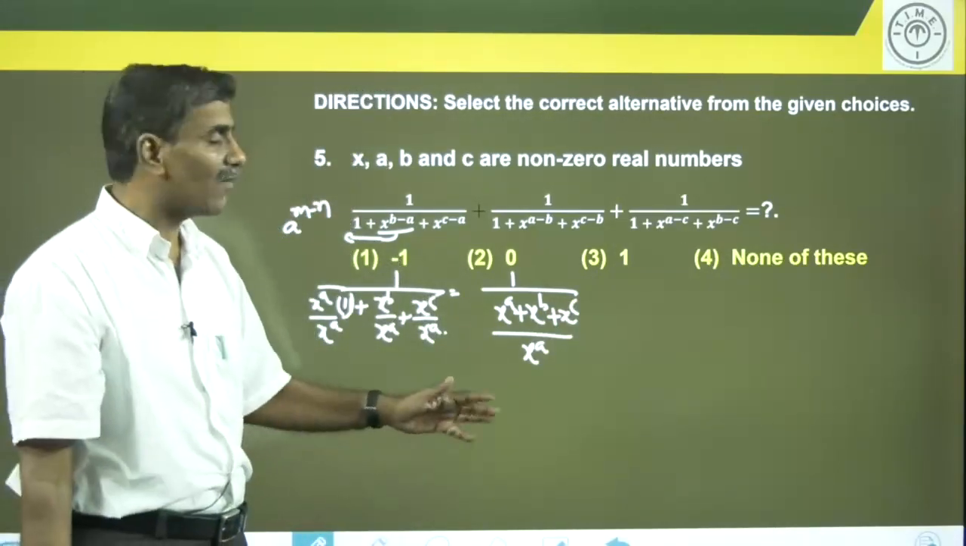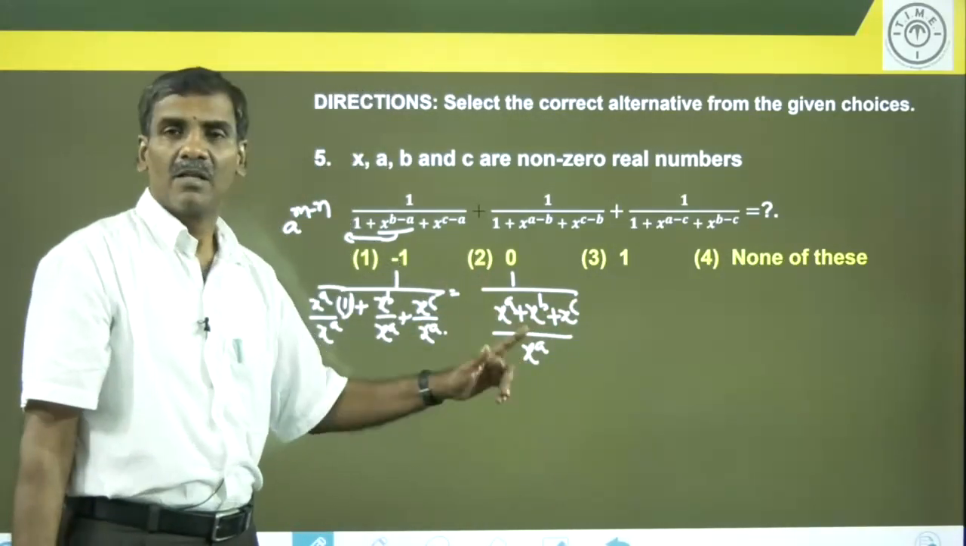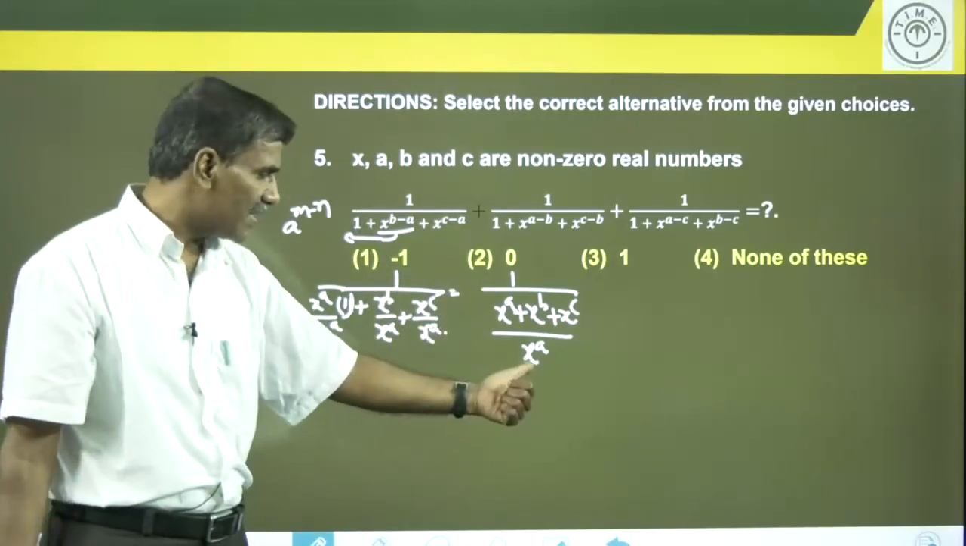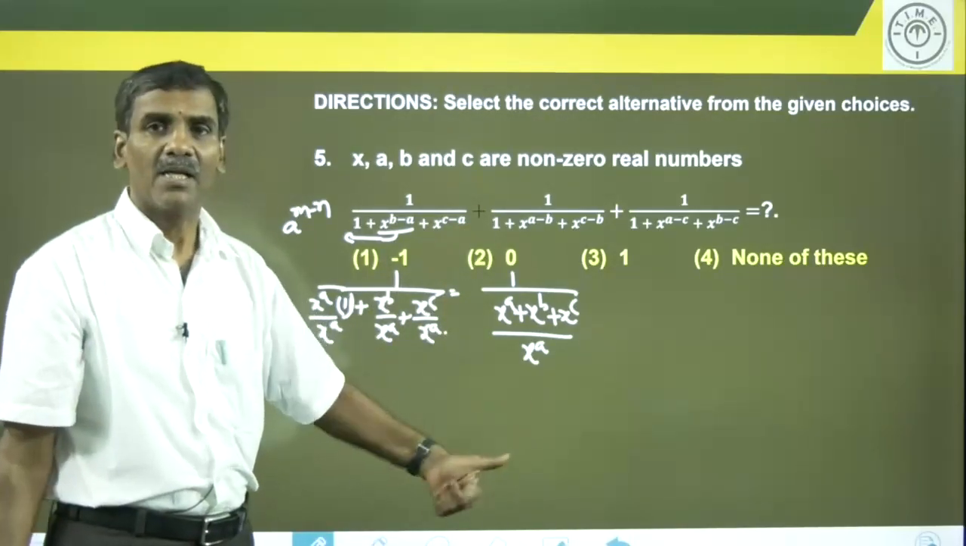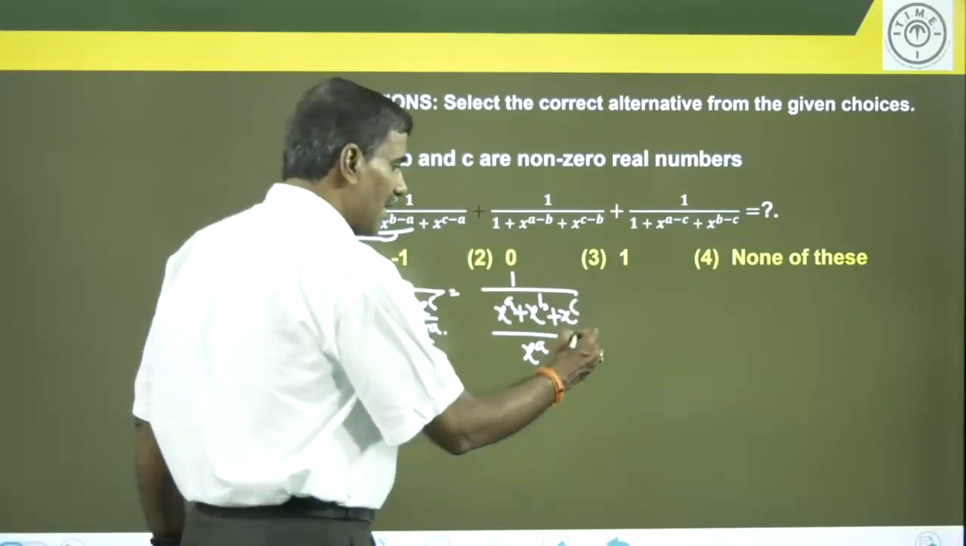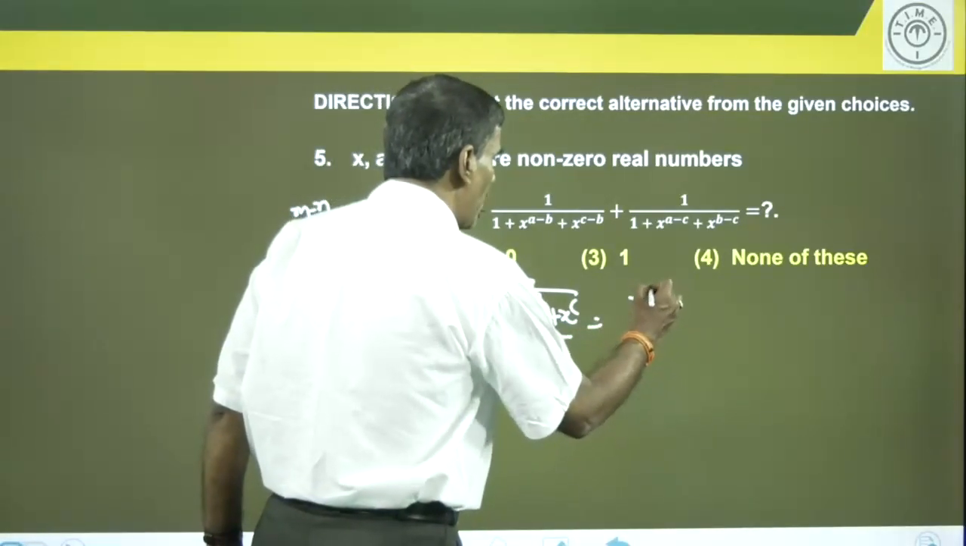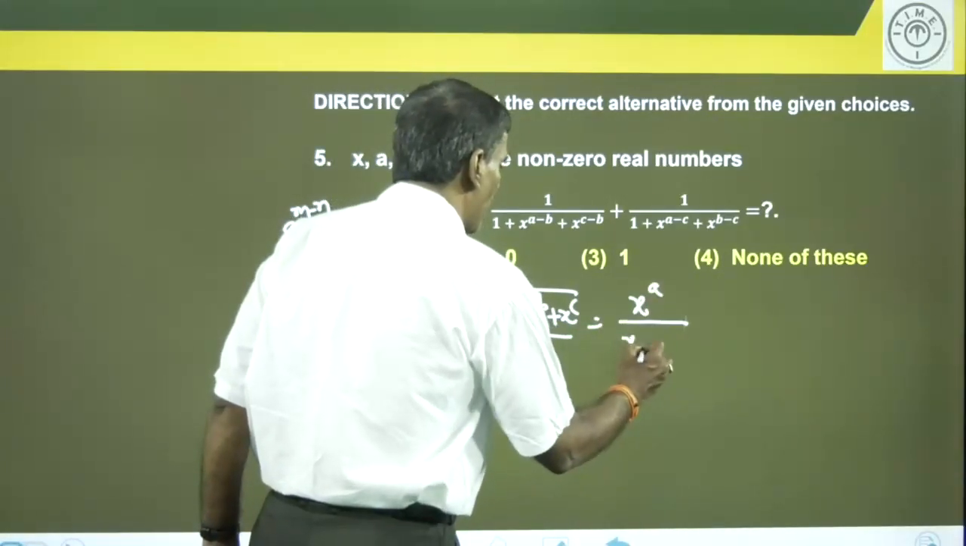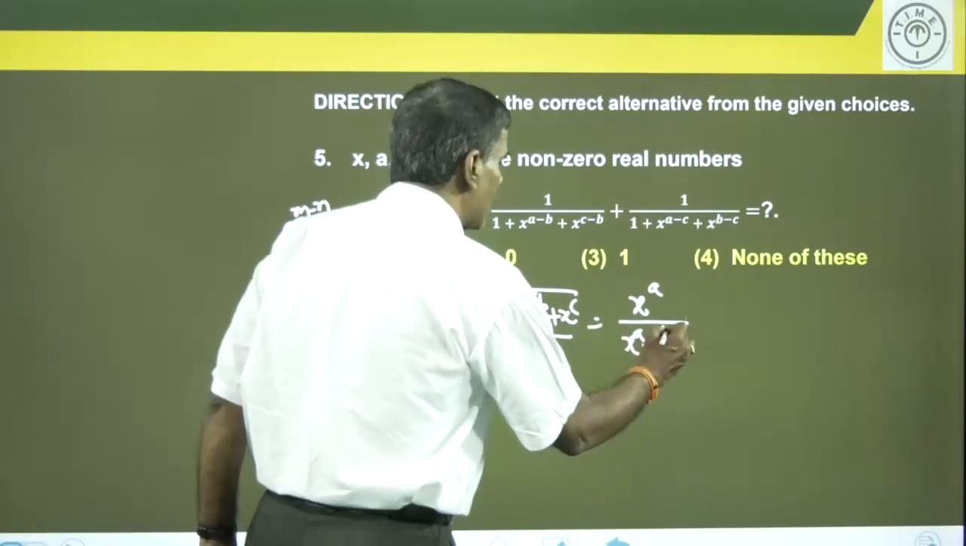This is in the form of something like 1 by a divided by b. That will become b by a. So that means in place of b, what we have here, x power a, that will go to the numerator. So this can be further simplified as x power a divided by x power a plus x power b plus x power c.